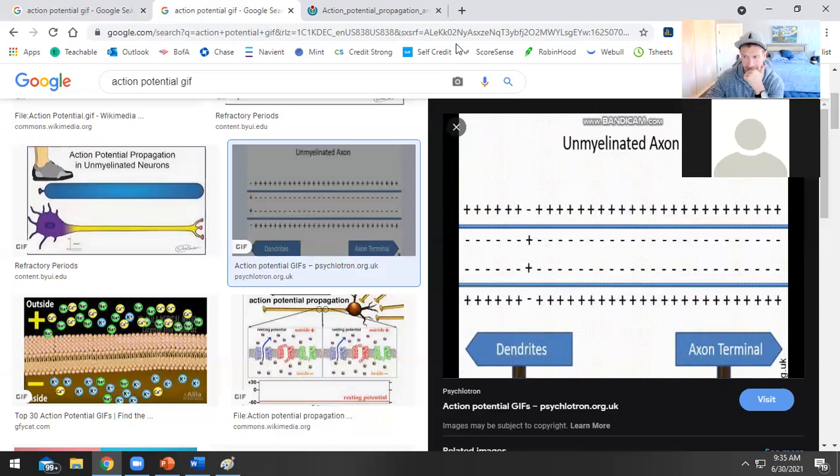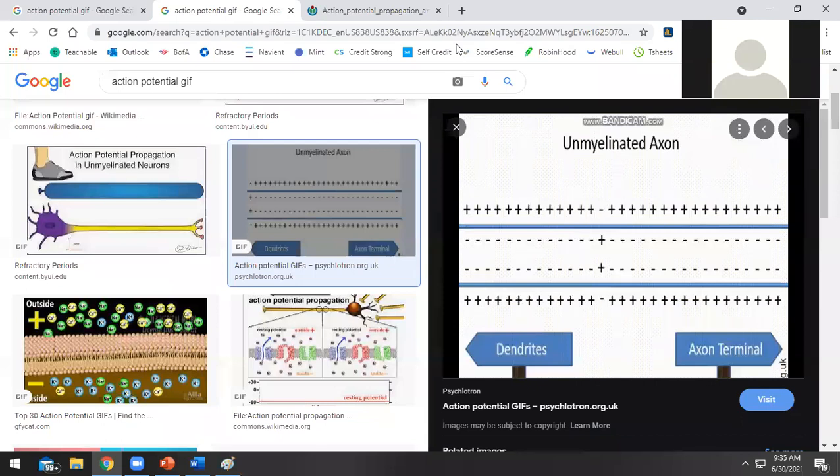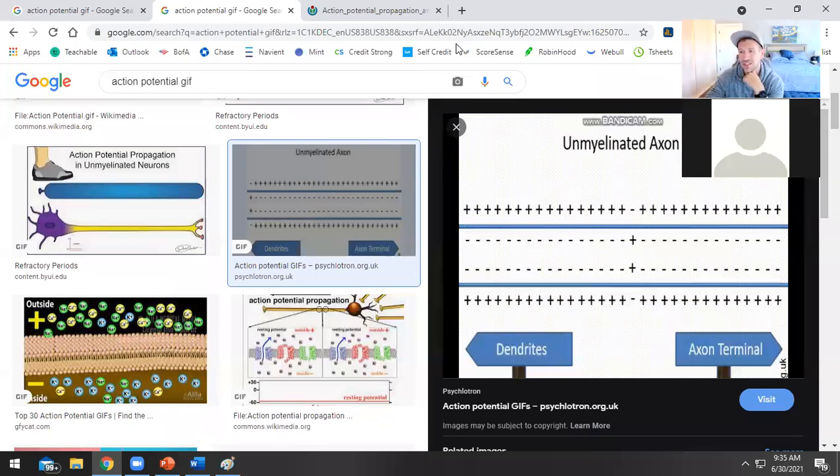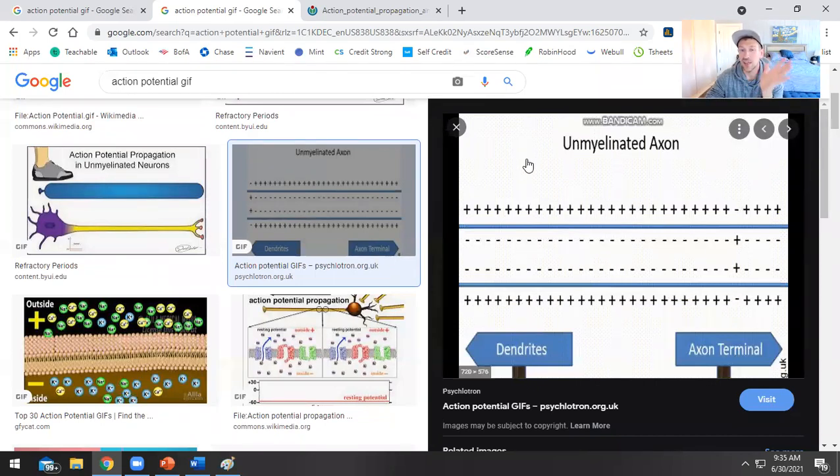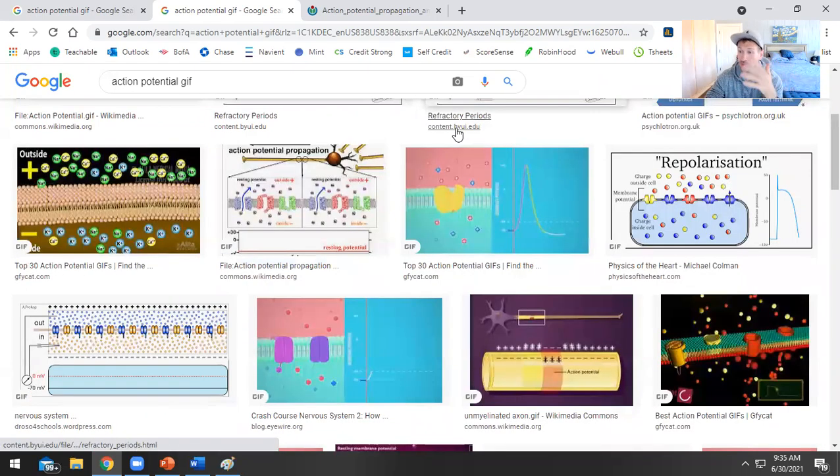All right. I'm seeing a thumbs up or two. Okay, cool. So that's how action potentials work. If you have questions, please let me know so that we can make it much more clear.